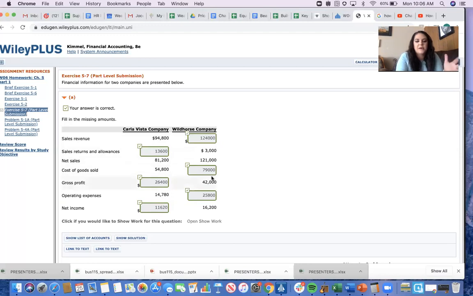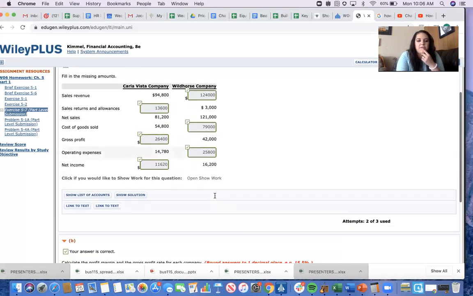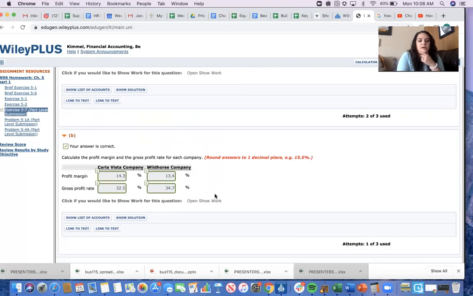So it's just kind of like a puzzle that we're filling in all the blanks here, so it's pretty simple. For operating expenses, we have to take the gross profit, which is the $42,000, minus the net income, and then that gives us our final answer of $25,800. So once we do that, that will open up part B of this question.